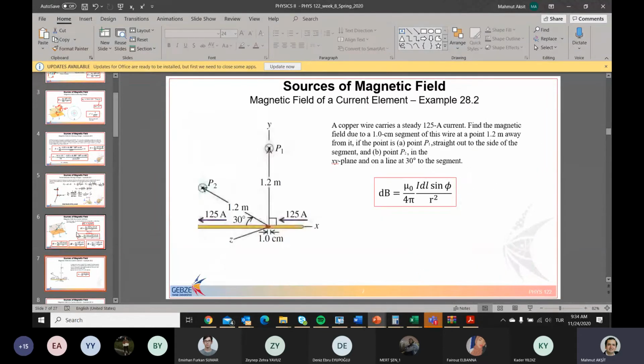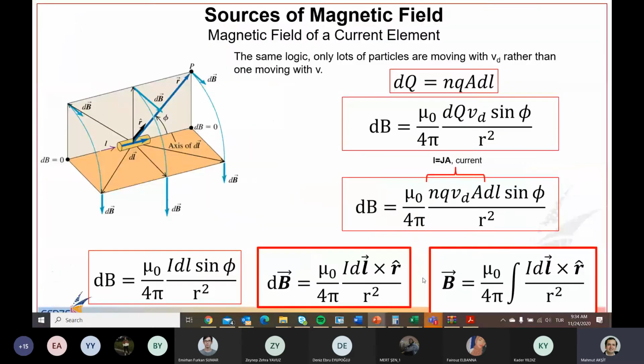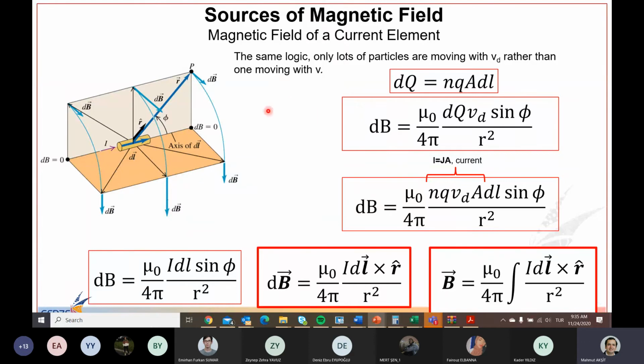Okay. Now let's move on. So far we dealt with magnetic forces and magnetic fields due to the movement of single charged particles. But now I would like to explain what happens for a segment of a current element. So the same logic we did previously.